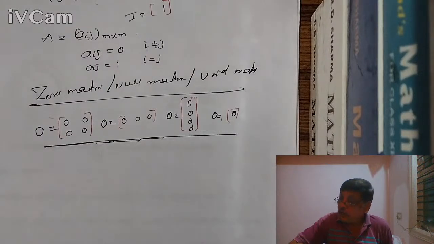In the next class we shall discuss algebra of matrices. Algebra of matrices means how to add matrices: addition of matrices, subtraction of matrices, and scalar multiplication of matrices. In the next class, we shall discuss algebra of matrices and some examples.